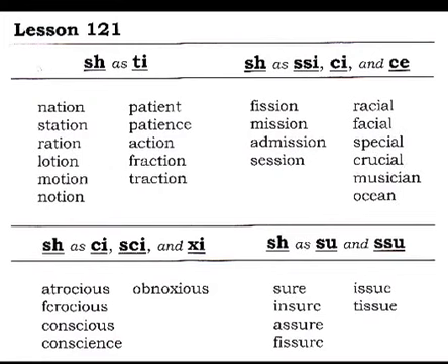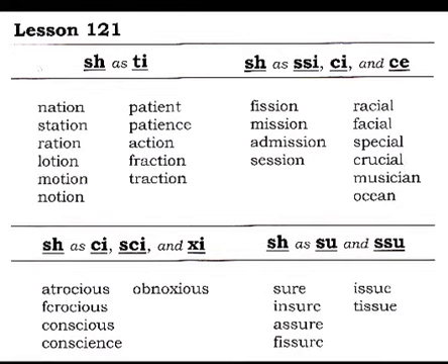In lesson 121, we have the SH as spelled TI. Now, most of those words come from Latin, in which the TI was pronounced tio, as in nation. But in English, nation is pronounced nation, station, ration, lotion, motion, action, traction.